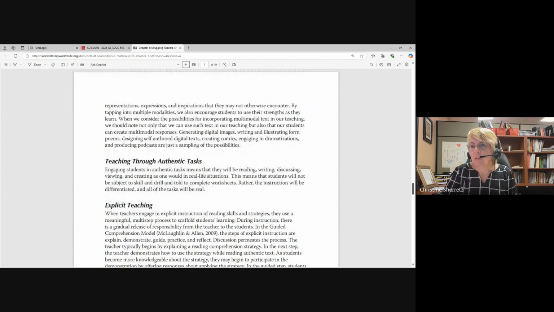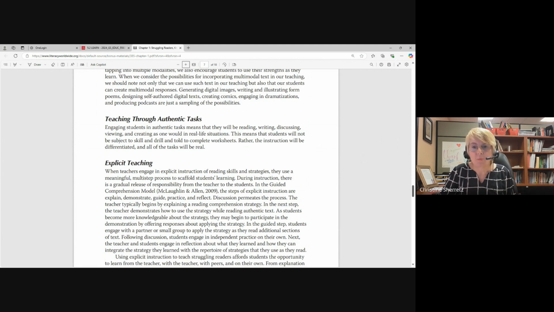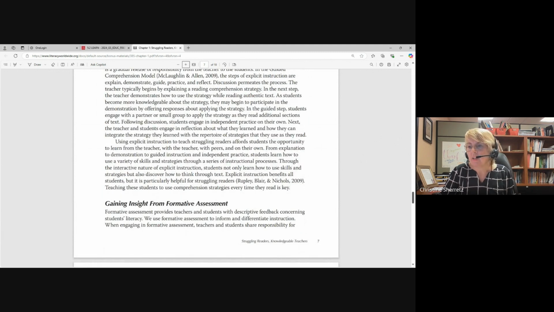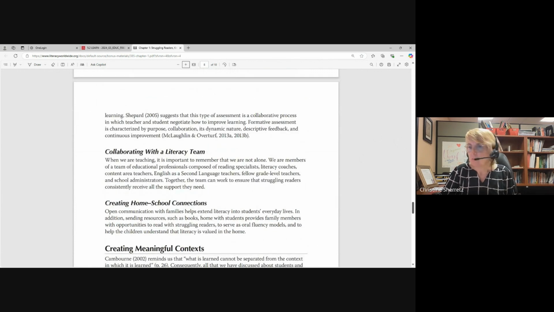So we need accessible text, authentic task, and explicit instruction. And so explicit instruction is so critical for our struggling readers. So remember, it's explicit and systematic. And then, of course, we have to gain insights from formative assessments. He talks about other things like collaborating with a literacy team. So if you are the classroom teacher, you need to be collaborating with your reading specialist. If you're in a private school, it might be an educational therapist. It could be the special education teacher. And then creating those homeschool connections are very important.